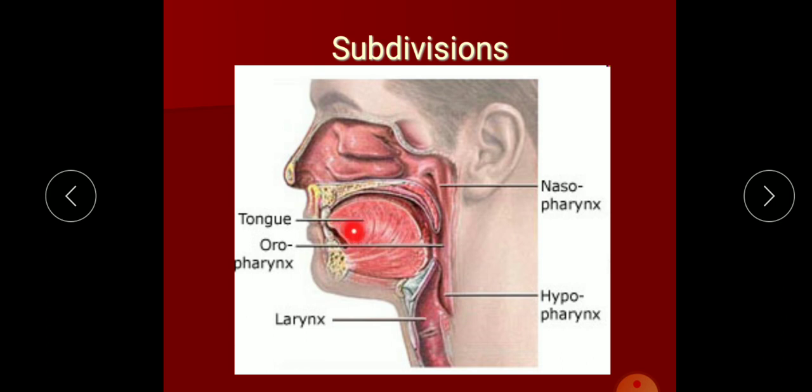From the mouth it appears the oral cavity, then the oropharynx, and then the laryngopharynx, and from the laryngopharynx it enters or passes down to the esophagus. So nasopharynx is exclusively respiratory in function, but the other two, the oropharynx and the upper part of the laryngopharynx, will help for the passage of air as well as food.